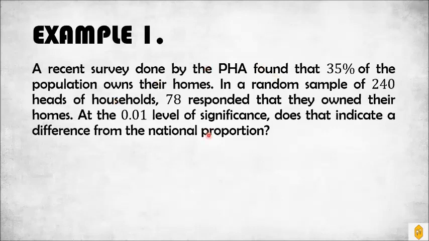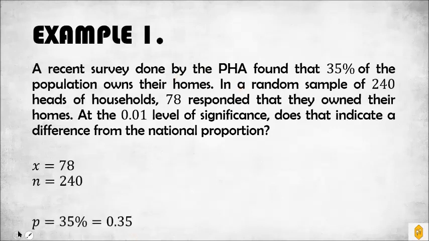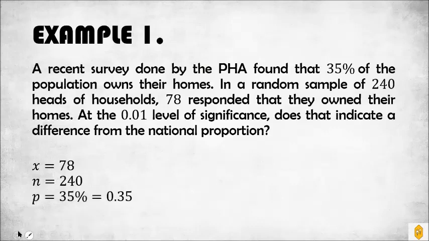So, analyze nyo muna yung problem and then state all the given. Make sure to put a proper notation. Tatlo lang yung notation natin dyan kasi yan lang yung given sa problem. X, N, and P, where X is the number of sample. Ito yung itetest natin whether pareho ba yan sa national proportion or hindi. Ang N natin is the total sample size, that is 240. P is 35%. It is the population proportion or equivalent to 0.35.